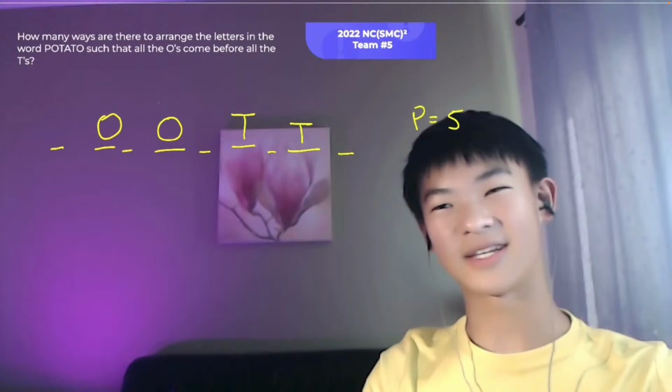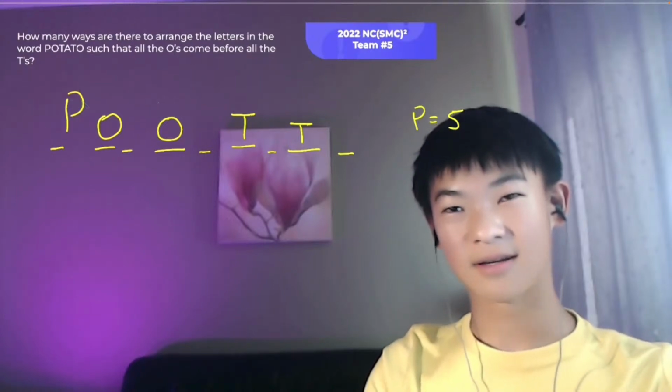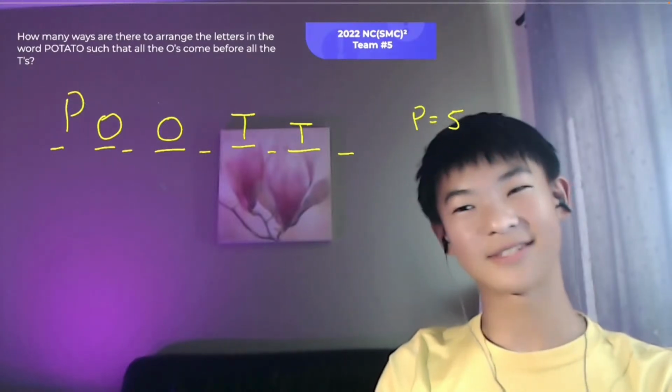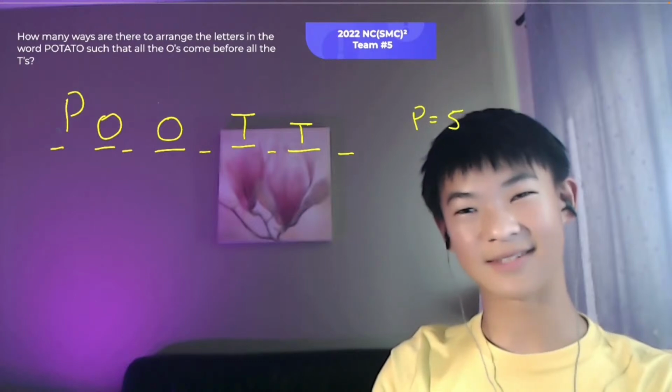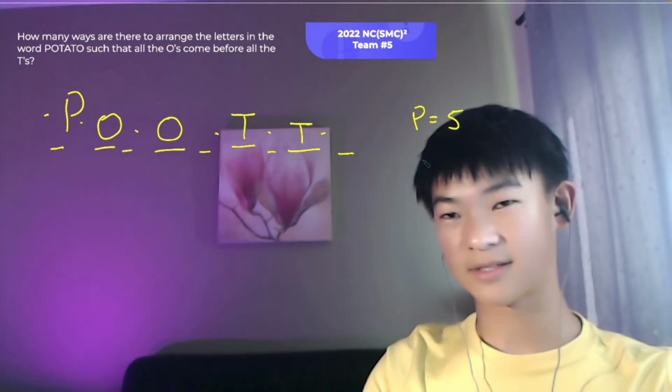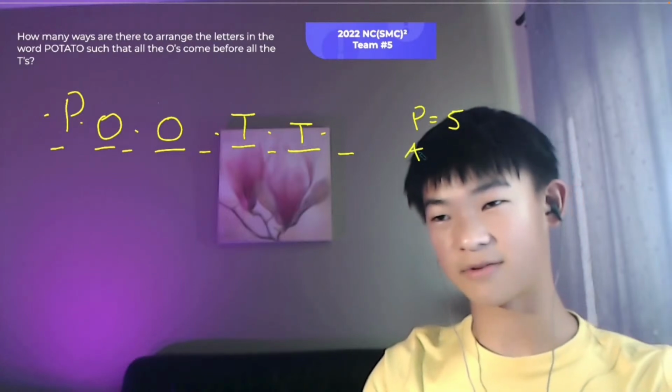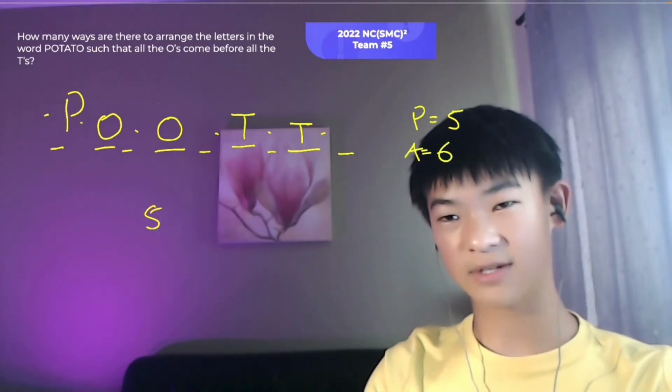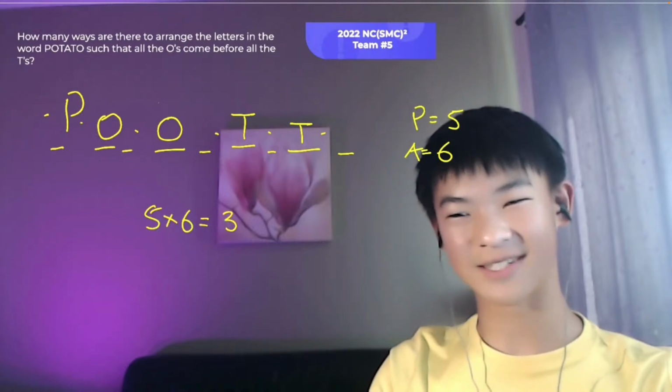Now, if we put the P down just anywhere, we could also put the A anywhere. There's no restrictions. So this time there's 6 spots. 1, 2, 3, 4, 5, 6. So there would be 6 ways for the A. So our answer would be 5 times 6, which is 30 as well.